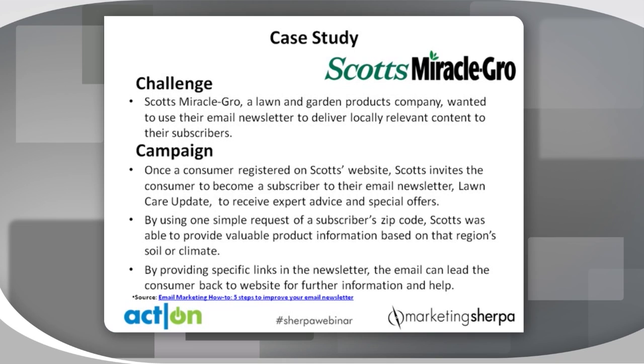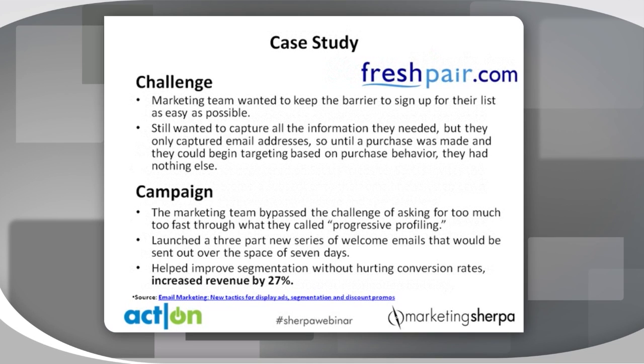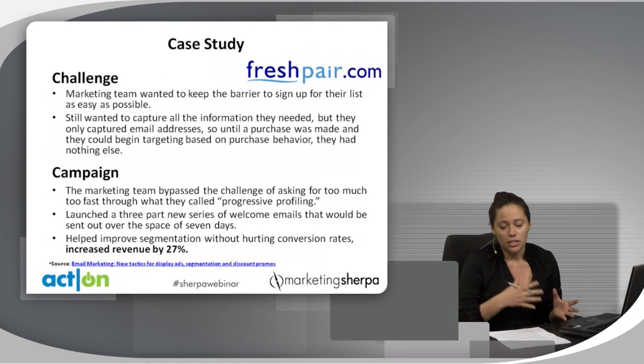Another great example is a case study from freshpair.com, an online clothing store. They had an objective of keeping the sign up for their list as easy and smooth as possible for their customers. The only problem with that is all they were capturing off the bat was an email address, which made segmenting their lists pretty difficult. So what they decided to do was what they called progressive profiling, which they launched as a 3-part series of welcome emails sent over the course of a week that would gradually gather this information from their subscribers.